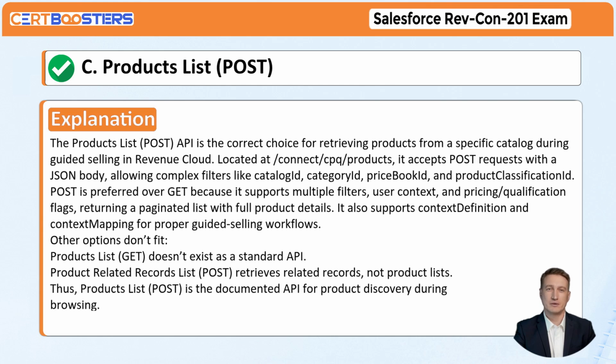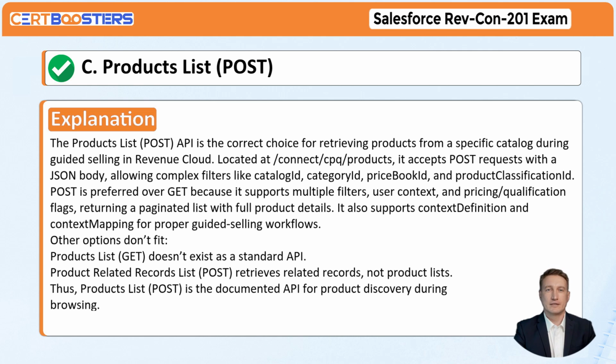Explanation. The Products List Post API is the correct choice for retrieving products from a specific catalog during guided selling in Revenue Cloud. Located at /connect/CPQ products, it accepts post requests with a JSON body, allowing complex filters like Catalog ID, Category ID, Pricebook ID, and Product Classification ID. Post is preferred over Get because it supports multiple filters, user context, and pricing/qualification flags, returning a paginated list with full product details. It also supports context definition and context mapping for proper guided selling workflows.